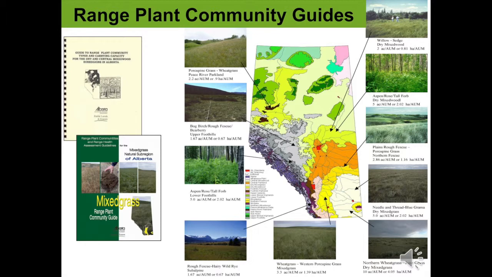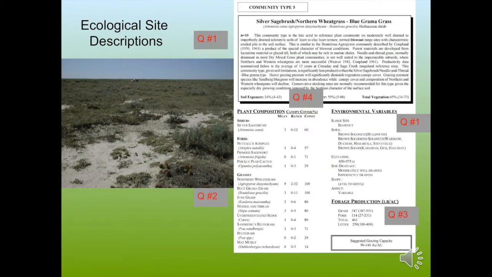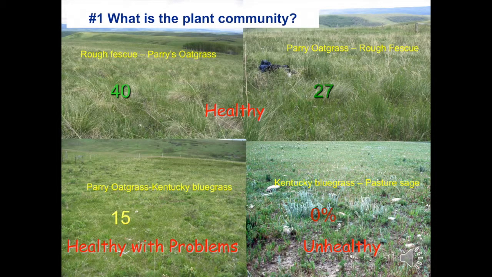The plant community guides, which are really the result of decades of work, capture the information about the ecological sites that are under evaluation, and they provide our reference. So if we look at a plant community description, we need this information to answer our 5 questions, and this illustrates where we draw from in those descriptions. And I'll just very quickly run through to give you a visual indication.